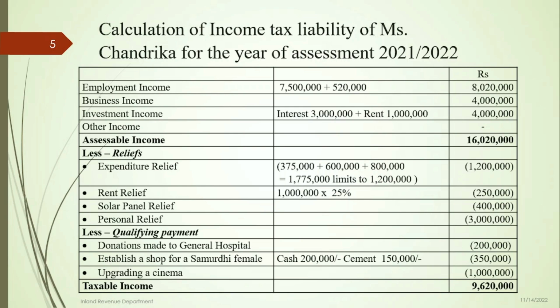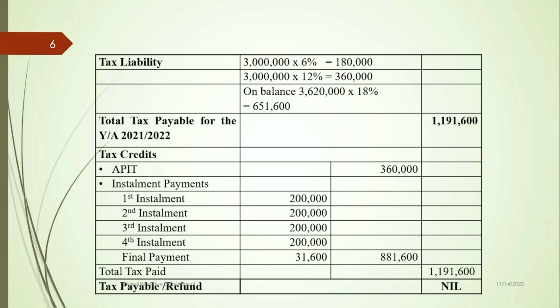After deducting these qualifying payments and reliefs from the assessable income, she will have a taxable income of 9,620,000. Now we can apply tax rates to that taxable income. For the first 3 million, we apply 6%. For the next 3 million, we have to apply 12%, that is 360,000. The balance is 3,620,000. We apply the 18% income tax rate, that is 651,600. That is the payable tax altogether.